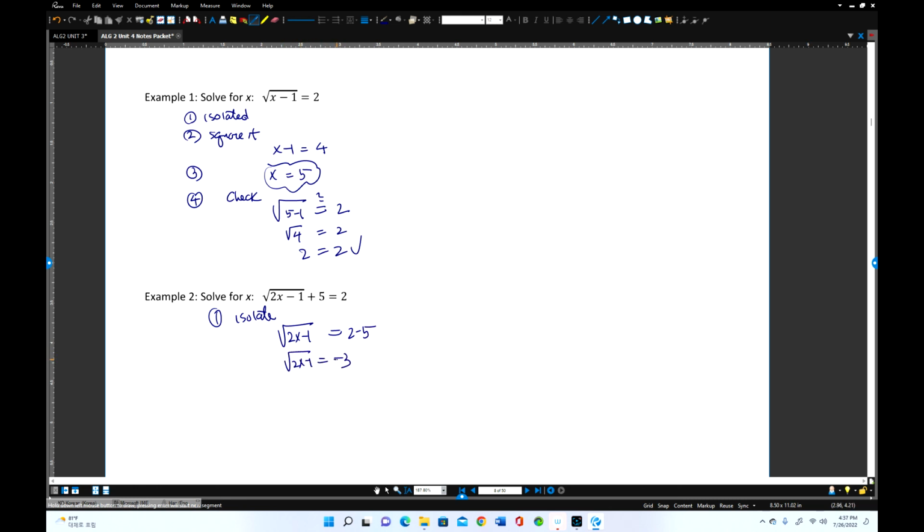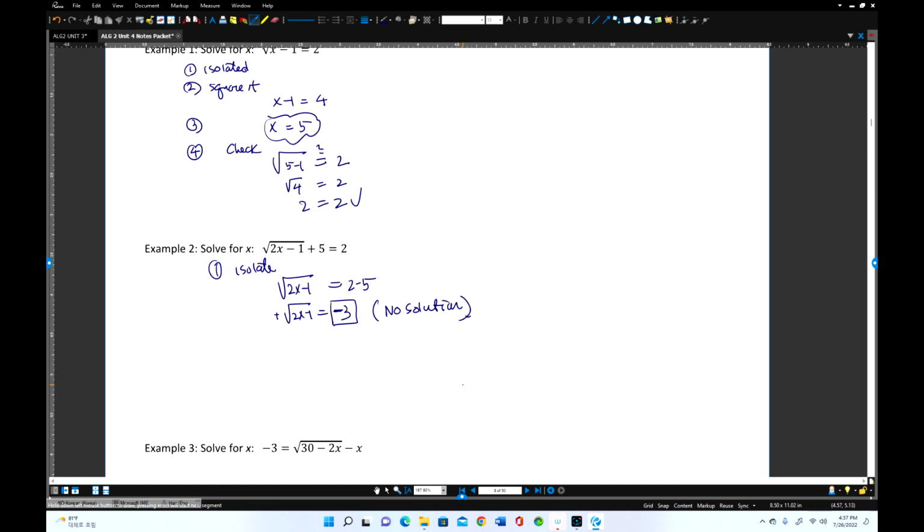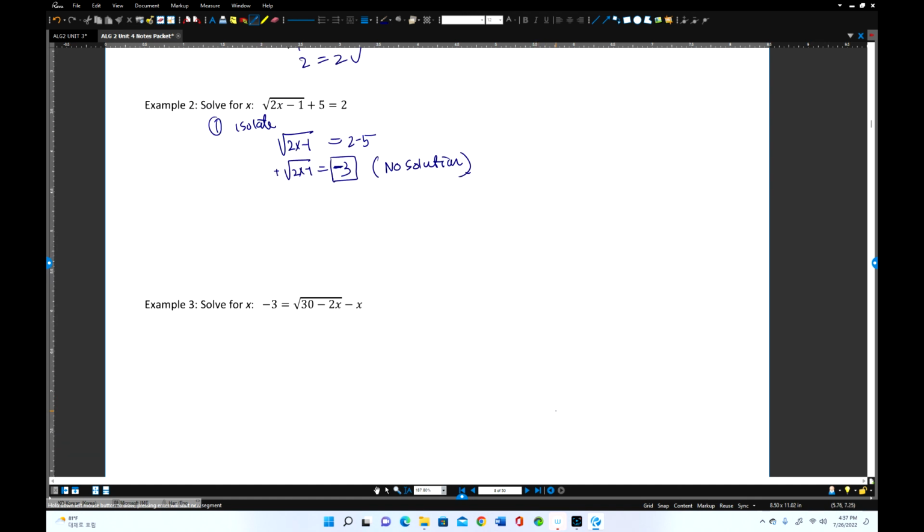But this is a principal square root, which is always positive, and this is negative. Positive cannot equal negative. When you have a negative number on the right, you don't have to solve it. Just say no solutions. We can never find a value of x which makes a positive equal to a negative. It's impossible.